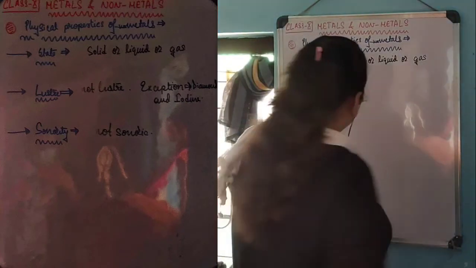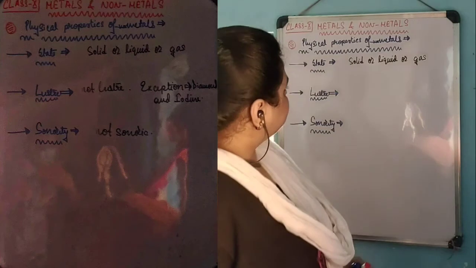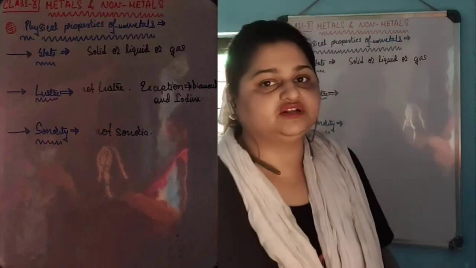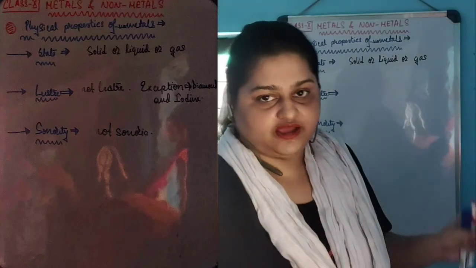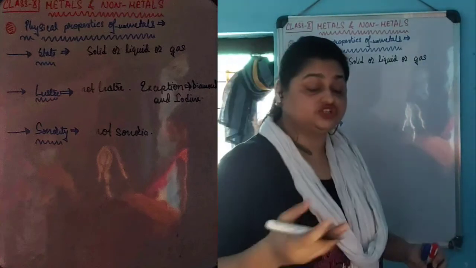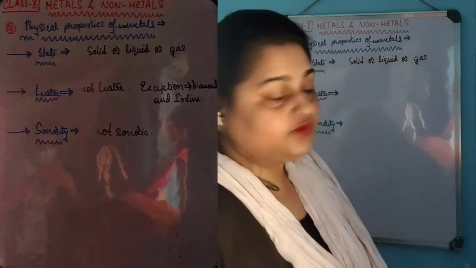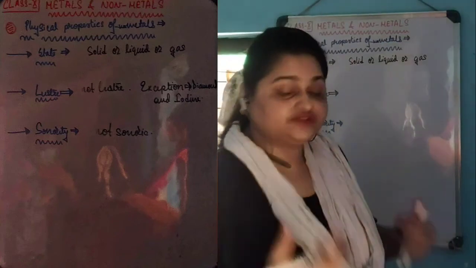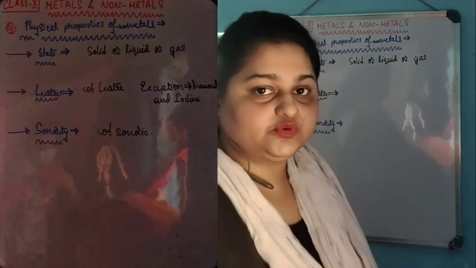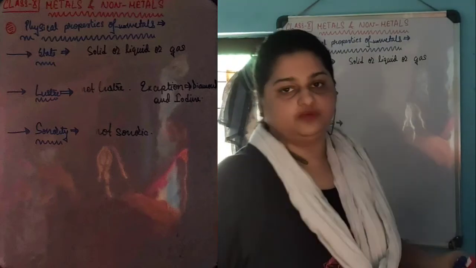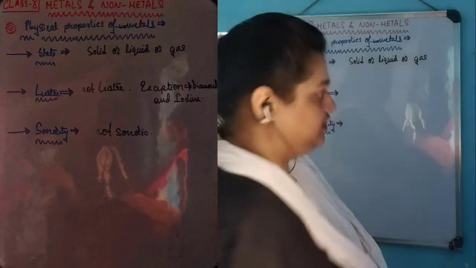The next property of non-metals that we are going to study is luster. Non-metals are not lustrous at all. The exceptions are diamond and iodine, which are shiny in nature and have a lustrous characteristic. Those are the two exceptions. Otherwise, non-metals predominantly are not shiny at all.